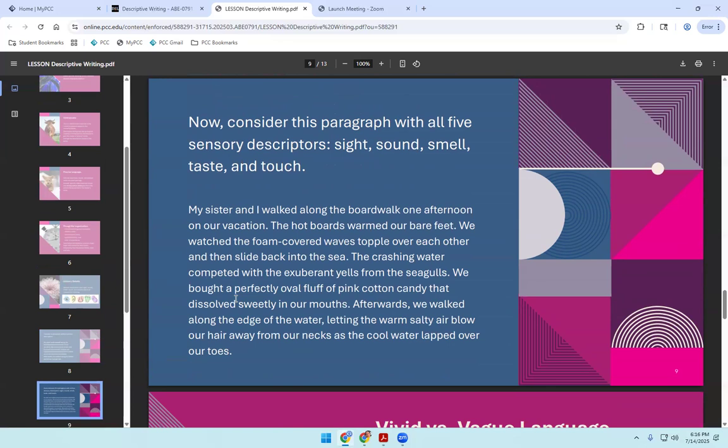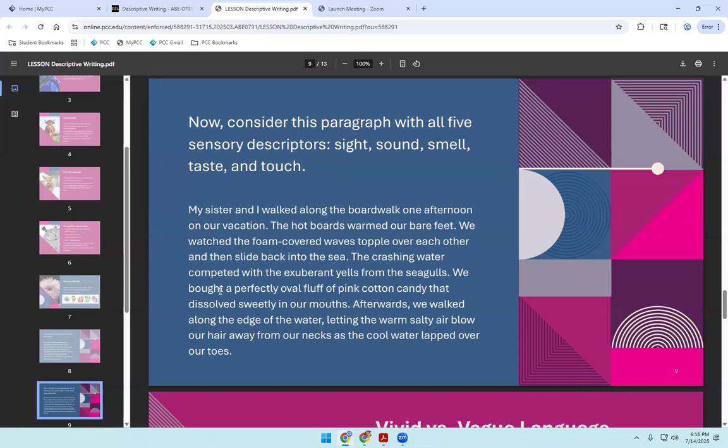Watching the foam-covered waves, we can see that foam. Yeah, great. What else? Crashing water. The crashing water, excellent. That could be visual. What else can it be? Sound. Yeah, we're hearing that too, that crash. Yeah, can you say a little louder, Richard? Yeah, excellent. What sense is it? Sound. Sound, thank you.